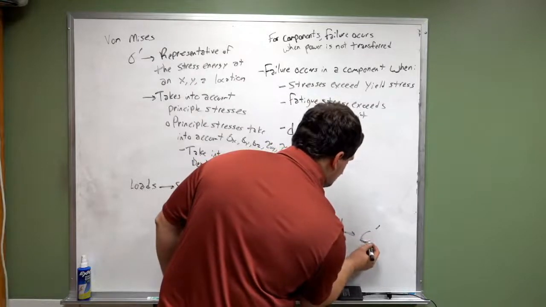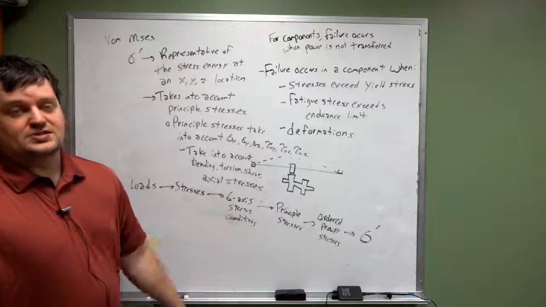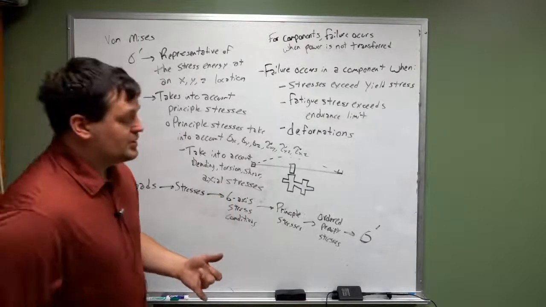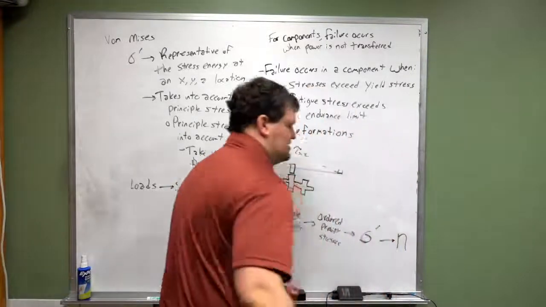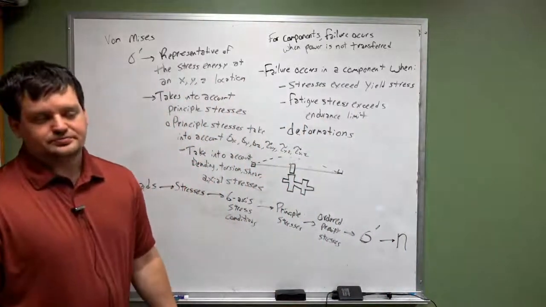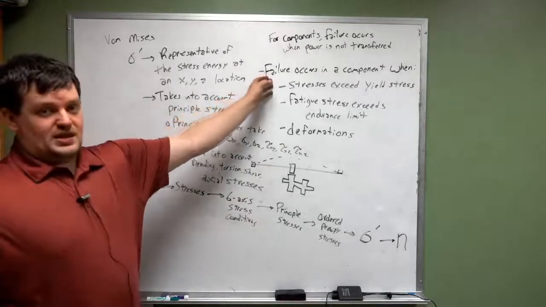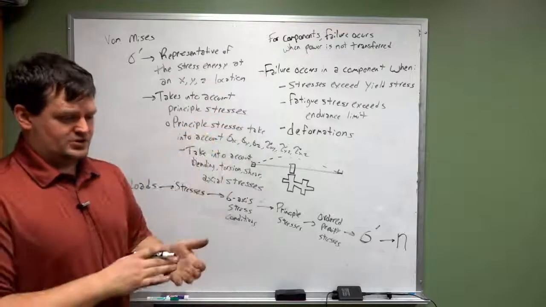Try to draw my sigma a little nicer. Okay, your sigma prime, which is your von Mises stress. Once you know your von Mises stress, and you know your material properties, then you can figure out your factor of safety, N. Okay, so this is just for determining a single loading for yield or for ultimate stresses.